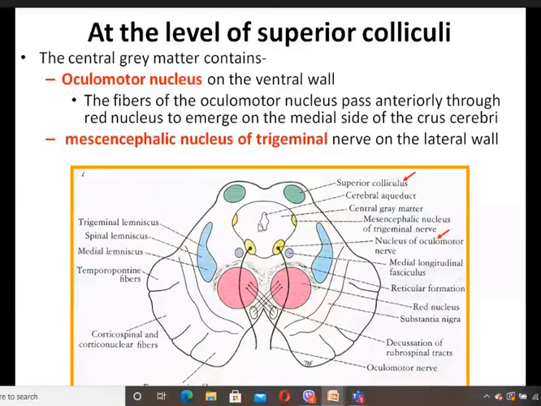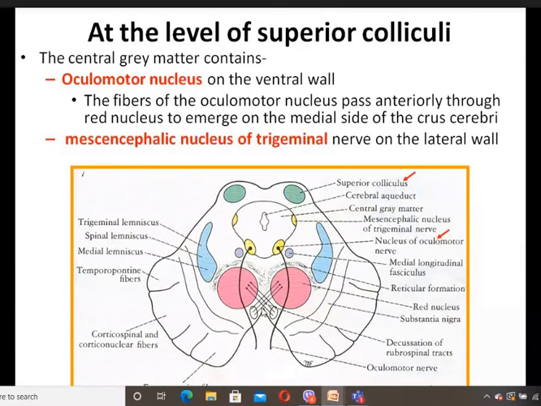And we can also see the mesencephalic nucleus of the trigeminal nerve on the lateral wall. So these are the important features present at the superior colliculus: the nucleus of the oculomotor nerve traversing the red nucleus, and the mesencephalic nucleus of the trigeminal nerve are the important features at the level of the superior colliculus.